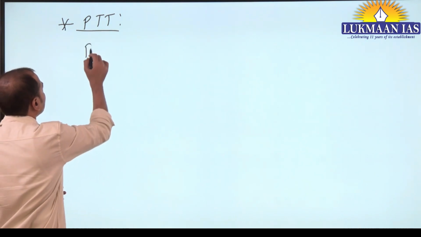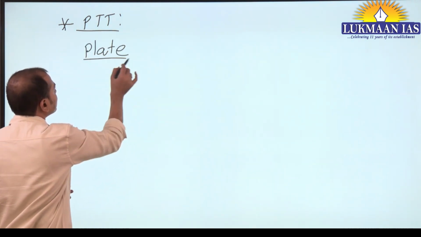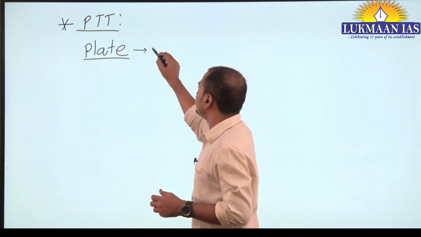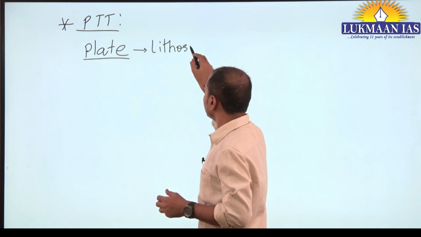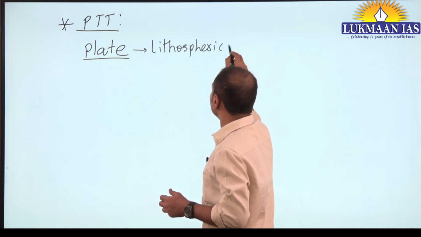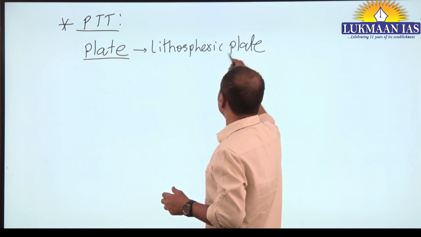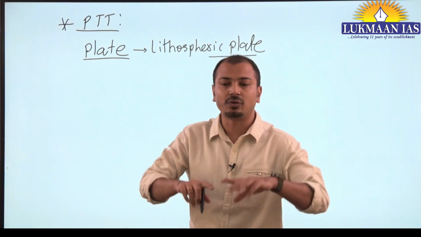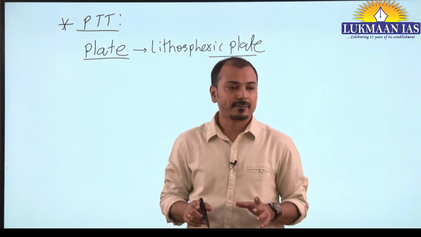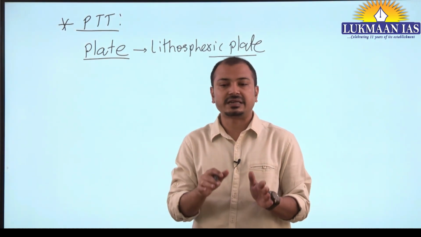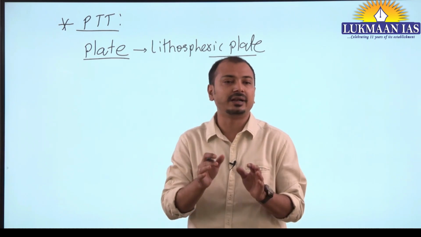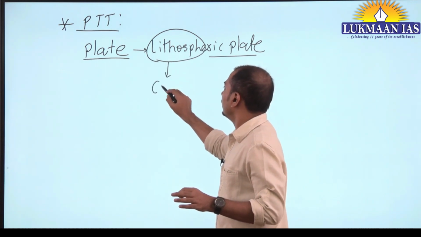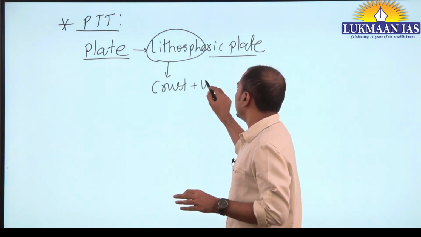Now, plate. The word plate is used here with the meaning lithospheric plate. In the chapter on the interior of the earth, we learned about the lithosphere. What was it? Crust plus upper mantle. Together, it is called the lithosphere. Lithosphere means crust plus upper mantle.